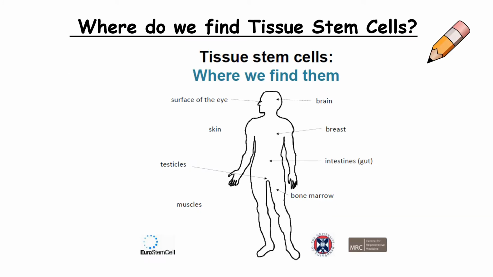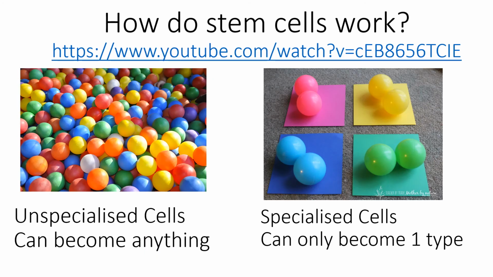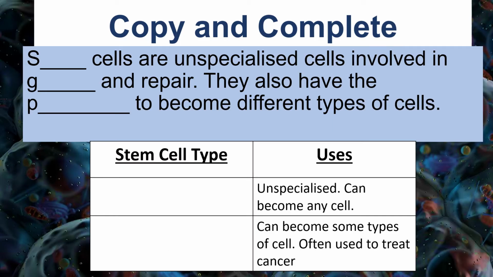Here's a diagram of where you can find tissue stem cells in an adult. So you can get them in the surface of the eye, which is the cornea, the skin, the testicles, muscles, bone marrow, intestines, breast and brain. Now pause the video and watch this video, or go back to at the end, and this will tell you more about how stem cells work and how they differentiate. You should now be able to use your knowledge to fill in the blanks at the top and also the blanks in the table. So pause the video and see if you can fill in the blanks before I go over the answers with you.